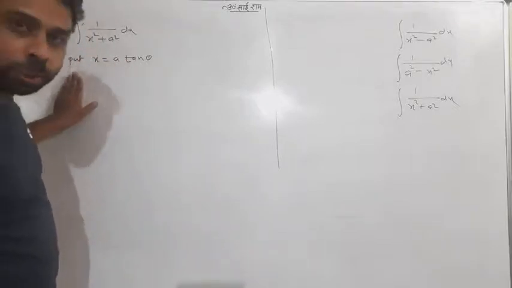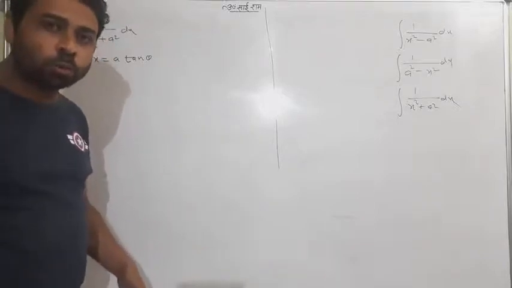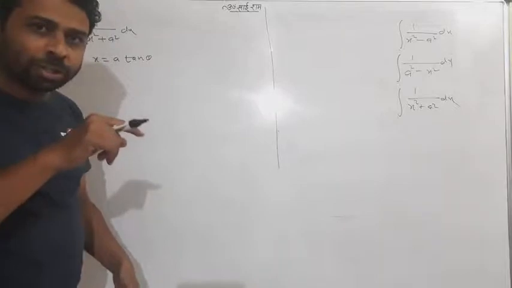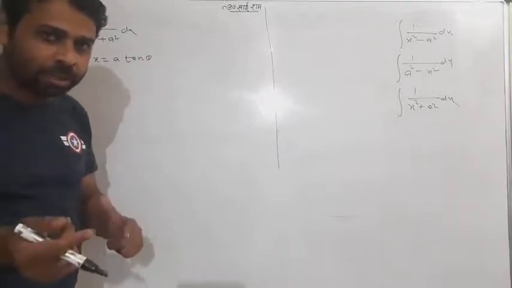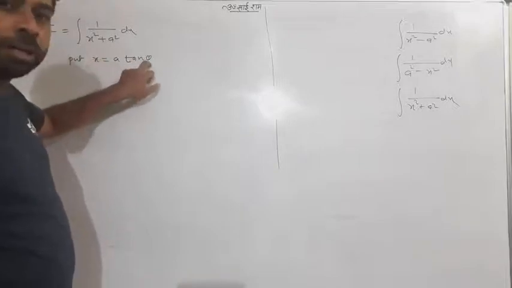This is the substitution. Till the 7.3 exercise, we used to take t, like sin x equal to t or something like that. So in the same way, I took here x equal to a tan theta, in the form of theta.